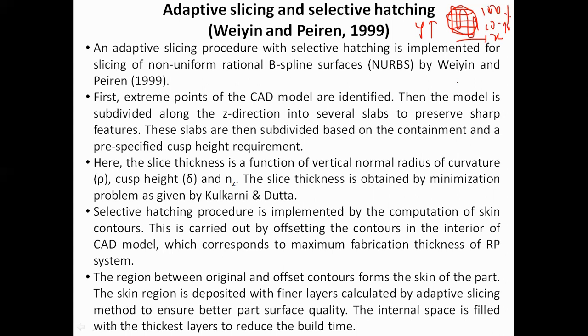So selective hatching actually gave you the advantage where your time was reduced, and alternate hatching, where X and Y were alternated, gives you better strength and better bonding.